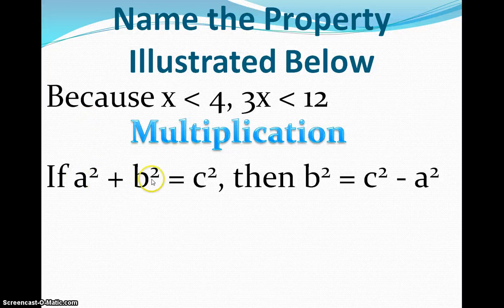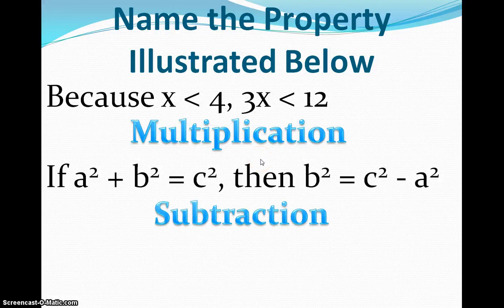If a squared plus b squared is equal to c squared, then b squared is equal to c squared minus a squared. A little bit different, but again, think about what I did to the left side to go from a squared plus b squared to just get b squared. Now I have a c squared here, and all of a sudden I'm subtracting a squared from it. So hopefully you're thinking that you subtracted a squared from both sides, so you would quote the subtraction property.